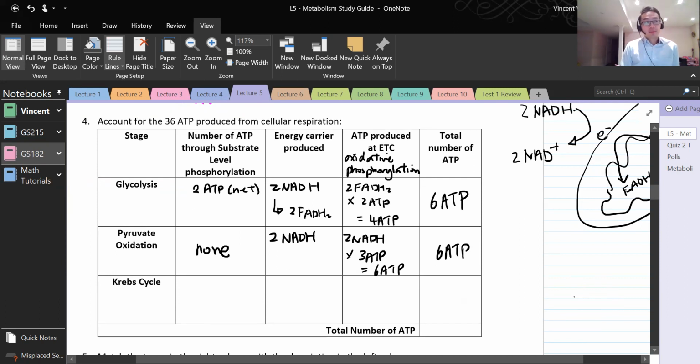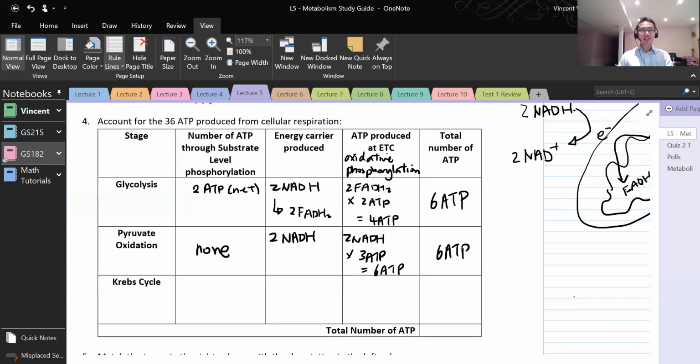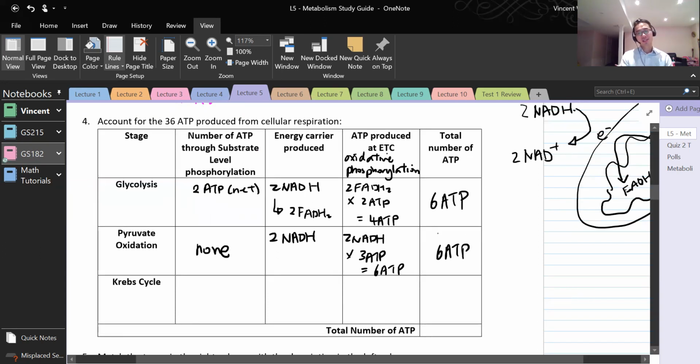In a way, you guys are a little bit fortunate. You can have a little help sheet on the test. You don't really have to memorize all these things. If you're doing the test in class, you would have to. So how many ATP from Krebs cycle?